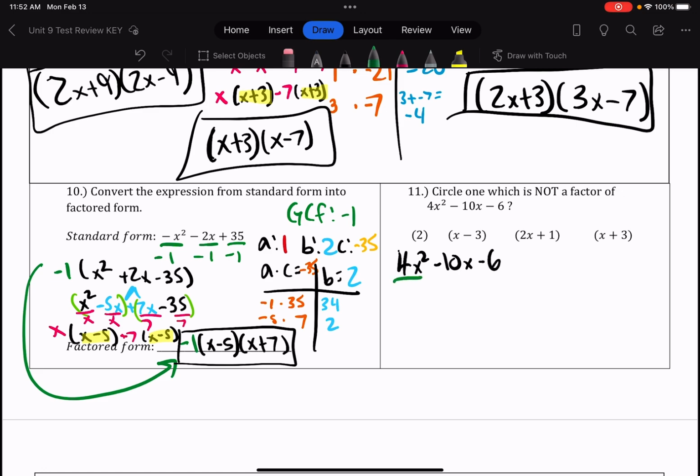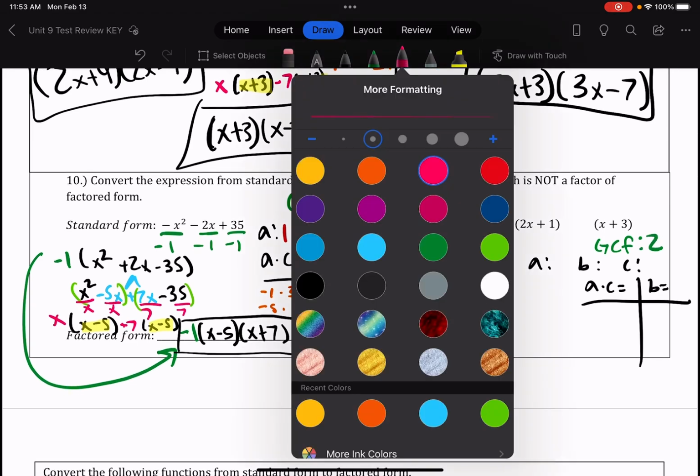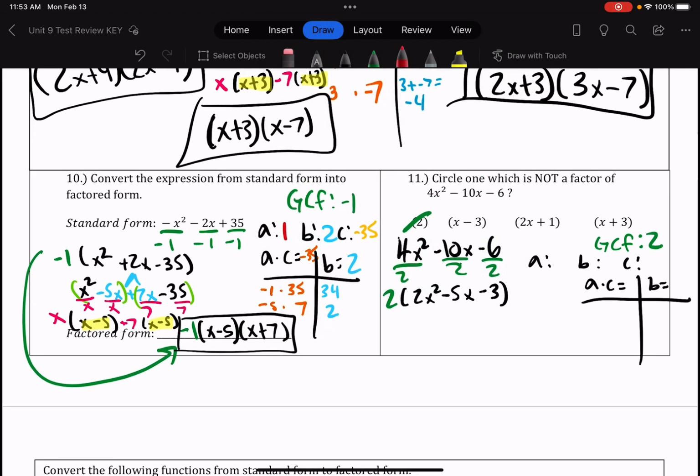First things first, they have a greatest common factor of 2. So I know I have a GCF of 2. So I know I can go ahead and eliminate that 2 because I'm factoring it out right now. So it is one of my factors. That leaves me with 2x squared minus 5x minus 3. And now I can make my ABC chart and A times C and B T table. So we had a GCF of 2, giving us a new A value of 2.